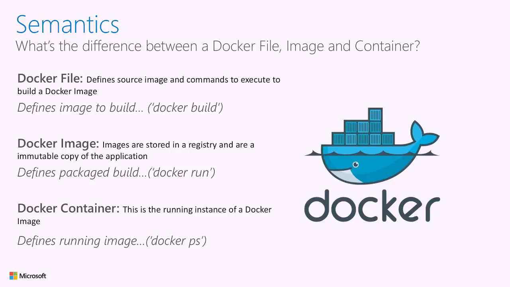So some semantics around Docker. A Dockerfile is a text file. It's a YAML definition of how to build your container. We'll have a look at one of those in a sec. And then a Dockerfile will define how to build your Docker image. The Docker image is your packaged application. It's kind of a fancy tarball, a fancy zip bundle. And then a Docker container is the running instance of that image. So just some terminology differences there.